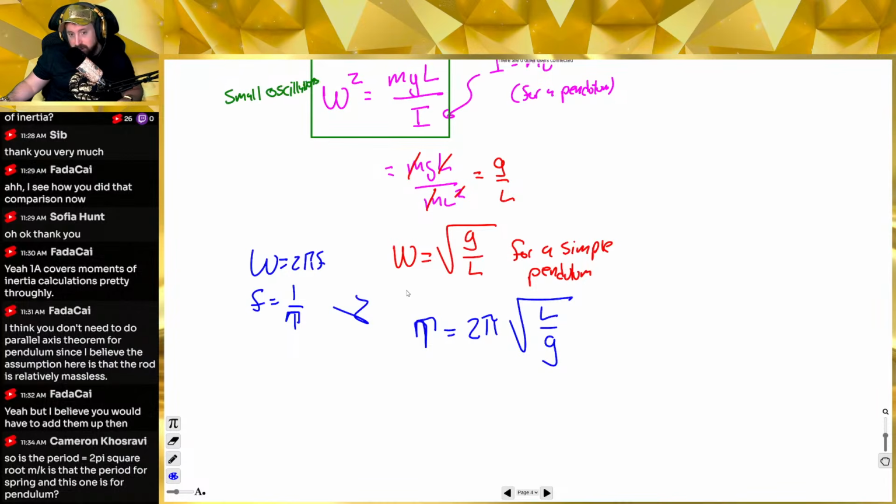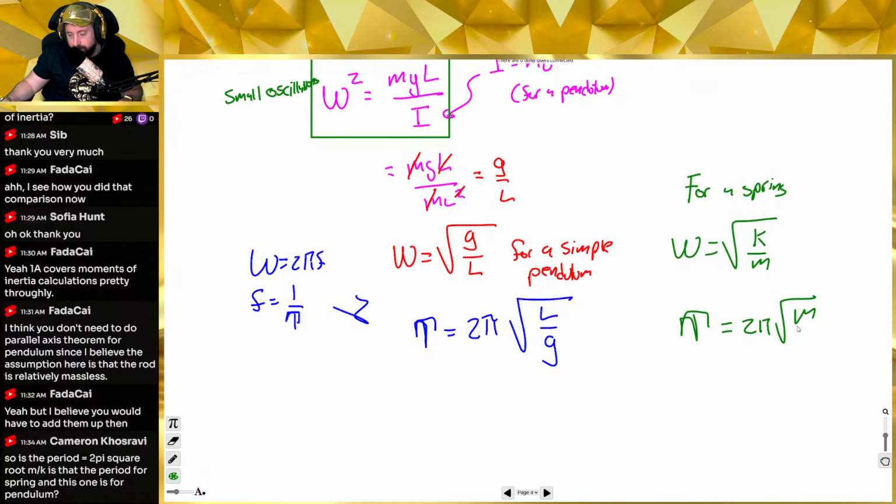This was for a pendulum, and then for a spring, omega is equal to square root of k over m. So then the period is equal to 2 pi square root of m over k.